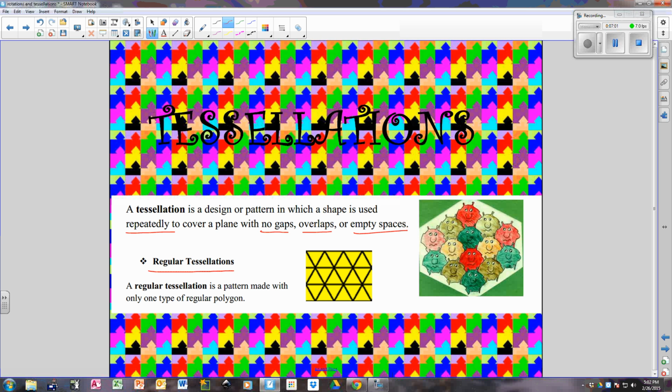Regular tessellations is what we're going to be focusing on, and it's a pattern made with only one type of regular polygon. Remember, regular means all their sides are the same, all their angles are the same. So this would be a tessellation of equilateral triangles because all of those are the same. This would be a little tessellation of irregular little monsters.